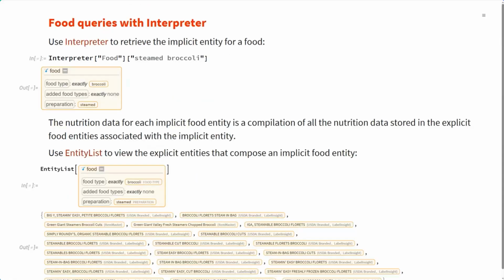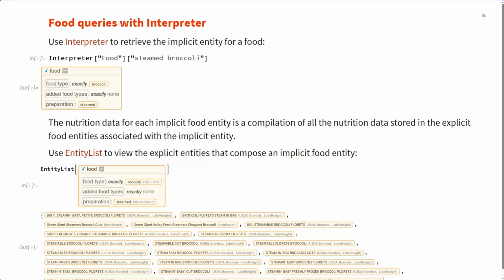So I first want to talk about Interpreter, which is a really wonderful functionality we have in Wolfram Language to retrieve food data. We use Interpreter to retrieve what we call the implicit entity for a food. For example, you can see my example here of steamed broccoli. This implicit entity holds all of the data points for the nutrition data for steamed broccoli in the Wolfram knowledge base. And we have a knowledge base of almost 500,000 foods.